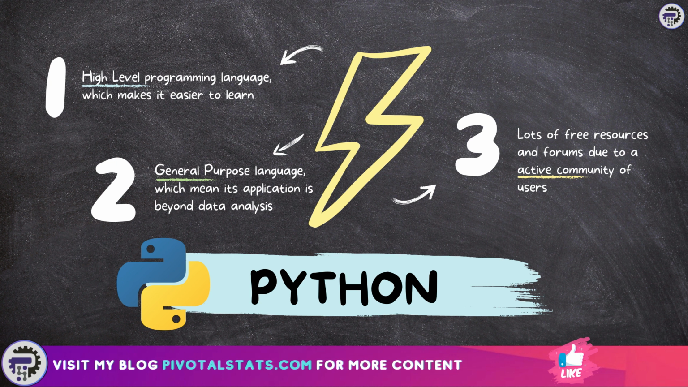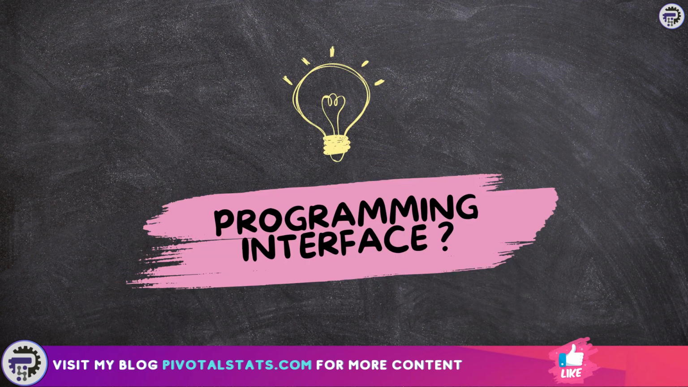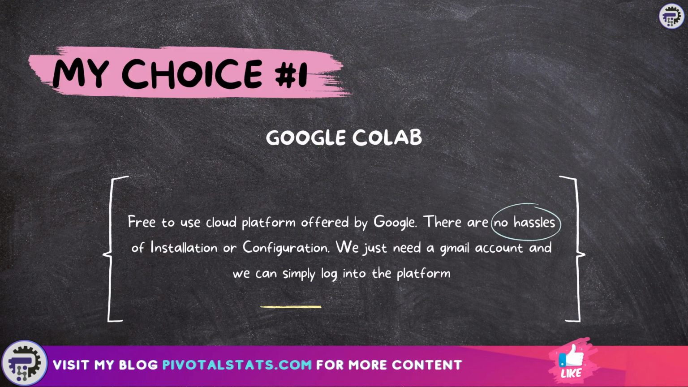Now we know that Python is a language that we're going to use to conduct all these operations, but we do need a programming interface where we will write our Python codes. And for that, you can use multiple softwares, but there are 2 things that I would normally prefer. First one is Google Colab, which is a cloud-based free service from Google, which you can use just by having a normal Gmail account and you will be ready to go.